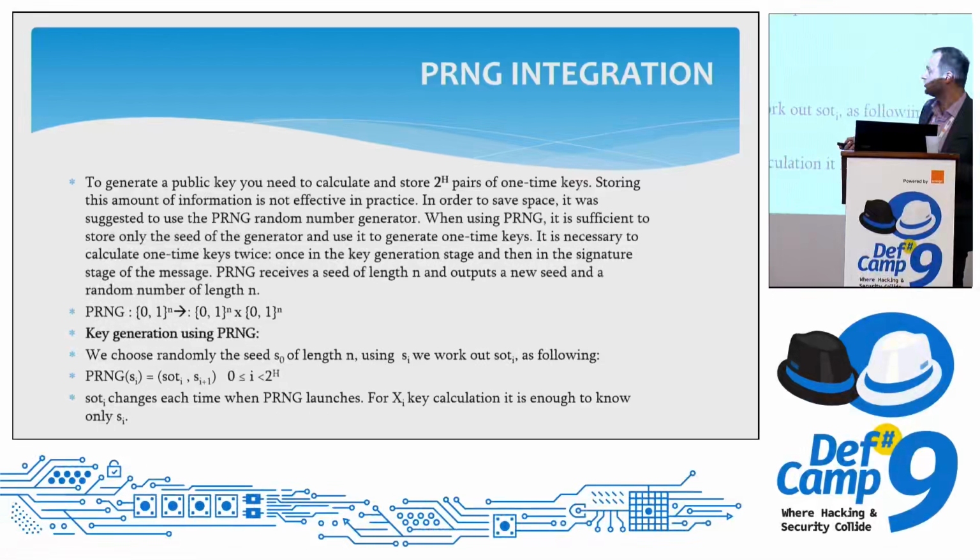So, and what is important? The pseudo-random number generator, PRNG, we need twice. First, in the generation stage, to get all these signature keys, the XYs, and also in the signature stage to apply these XYs to sign the message, yes?